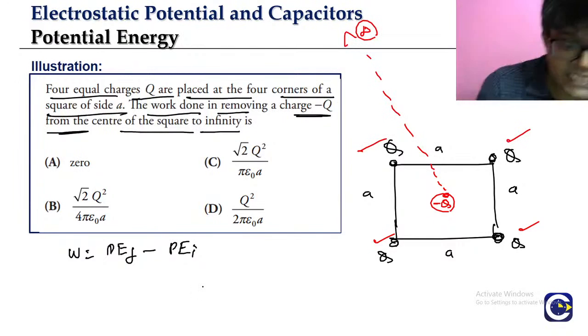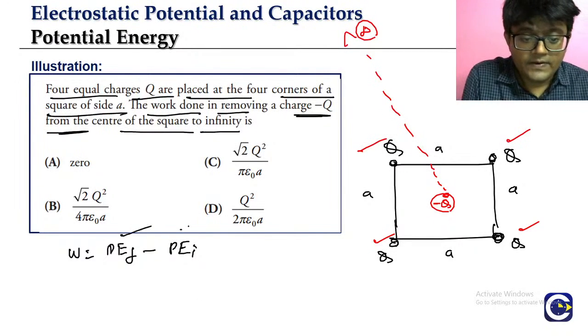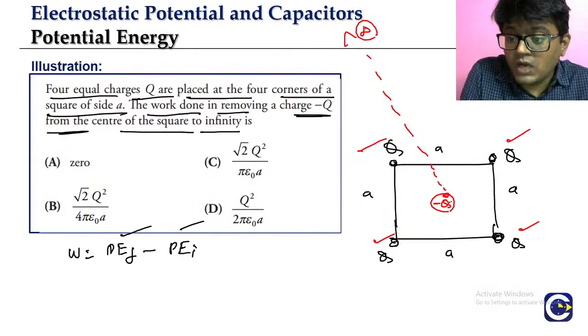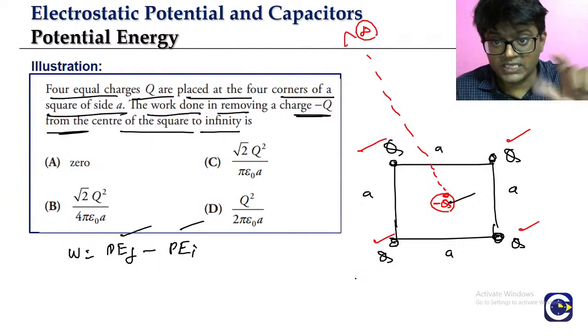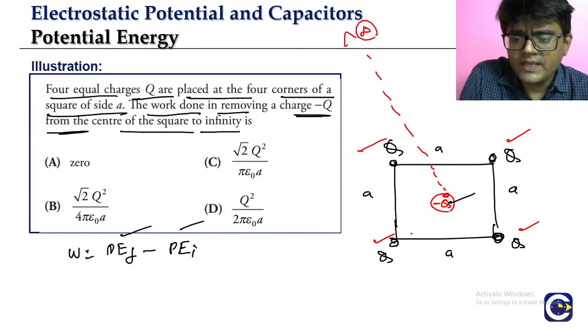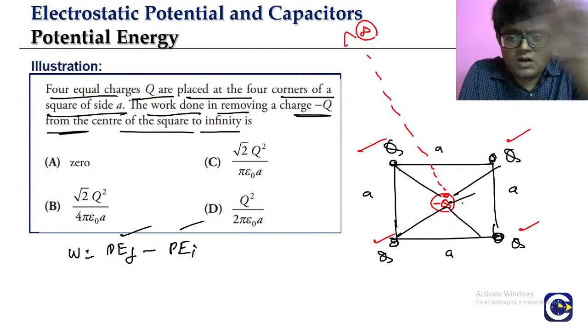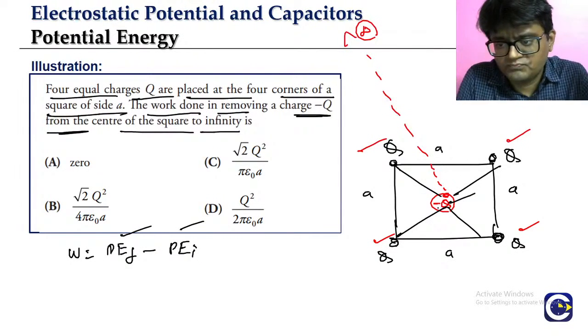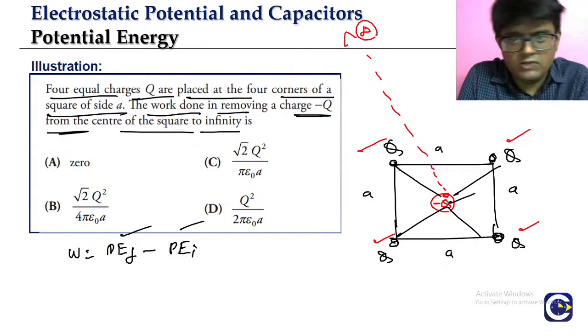But இதில் change in potential energy ன்னு சொன்னா, we should look at only the change happening for the potential energy involving the minus q. Potential energy terms involving minus q. இங்க பாருங்க எத்தனை terms வரும்? Minus q will interact with all the 4, means 4 pairs will involve minus q.